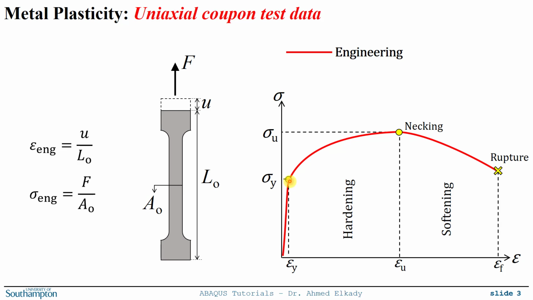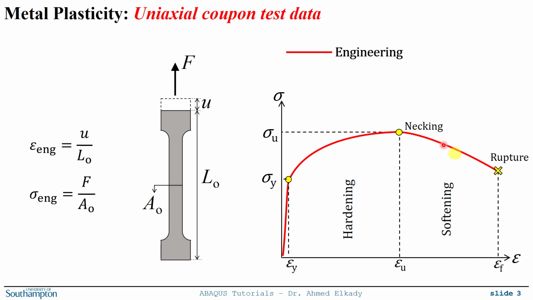And then following this point, you start getting some hardening. So this is the hardening region. And then you can identify this point. At this point, necking happens. So what does necking mean? Well, necking means that this area in the middle will start to neck. It will start to get smaller because of stress concentrations at this location. And then you are getting a drop, or an apparent drop, in stress. So this is the softening branch.